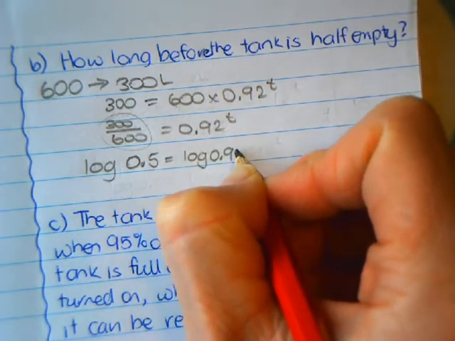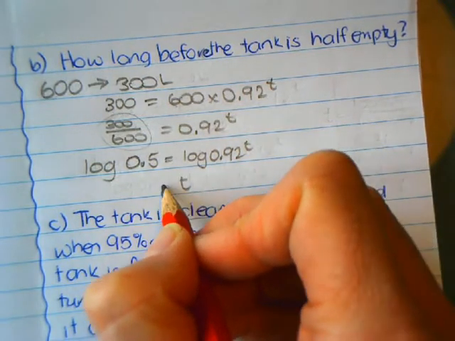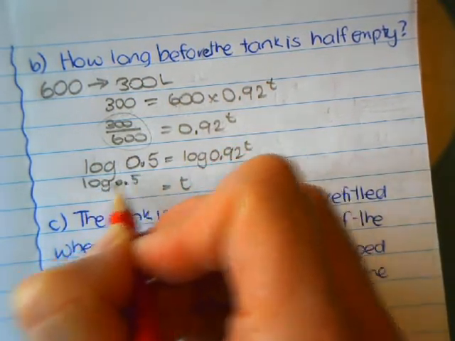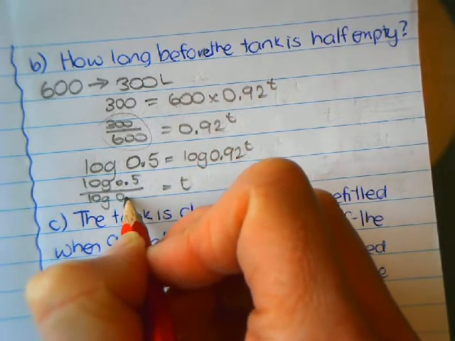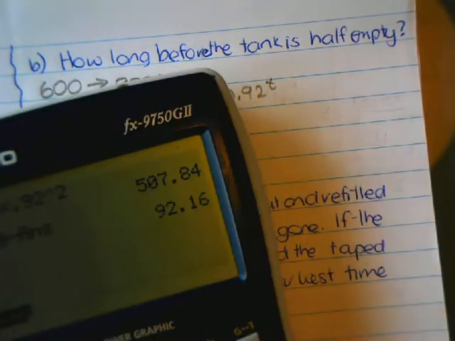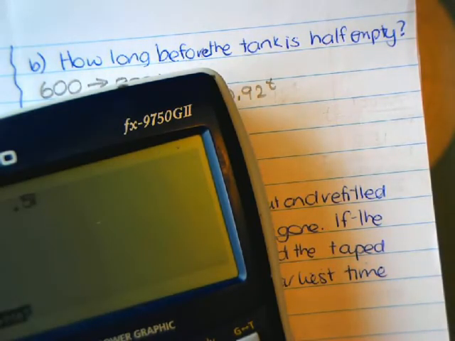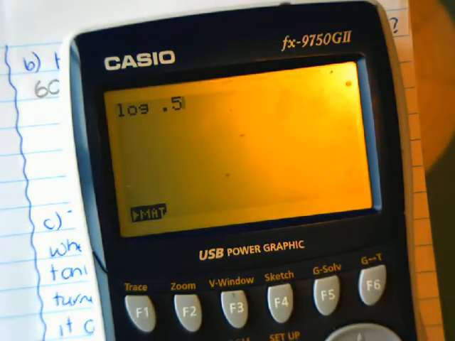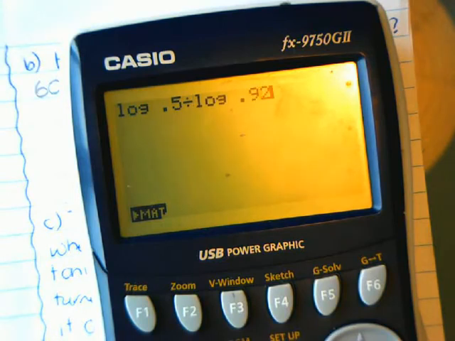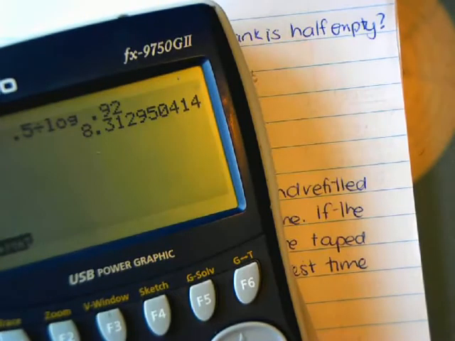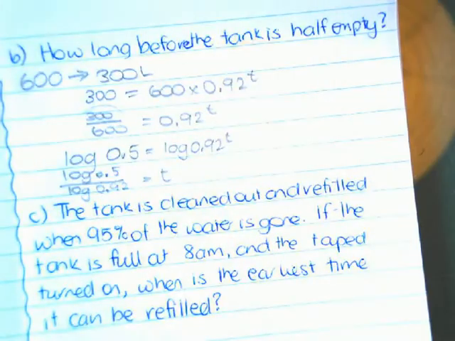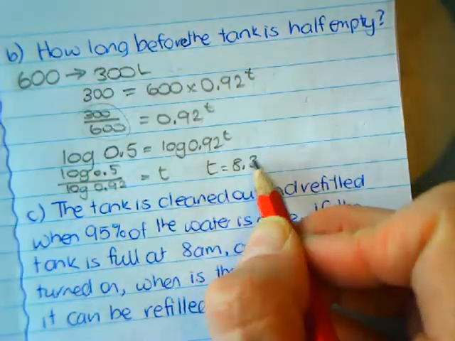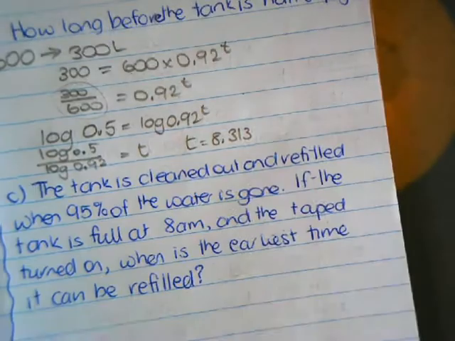And we can take the log of both sides. So log 0.5 is equal to log 0.92 to the power t. Rearranging it, t will equal log 0.5 divided by log 0.92. And we'll grab a calculator. Log 0.5 divided by log 0.92 equals 8.313. So t equals 8.313.